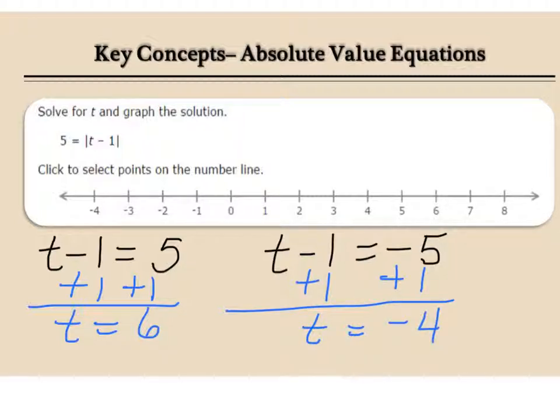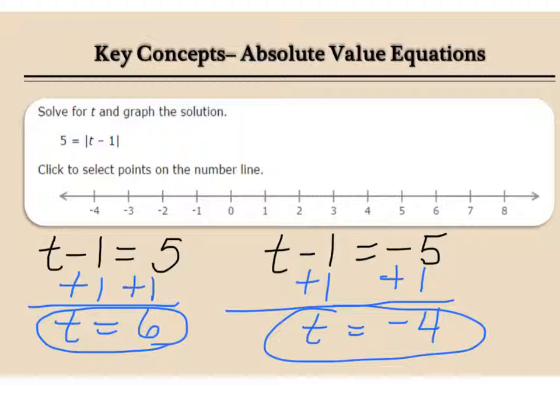If I put these numbers back into the original absolute value, I would have 6 minus 1 is 5. The absolute value of 5 is 5. If I use -4, I would have -4 minus 1 is -5, and the absolute value of -5 is also 5. So now all I have to do is plot the points on the graph. So t equals 6. I put a point there, and t equals -4. And I put a point there. And that's all you need to do.